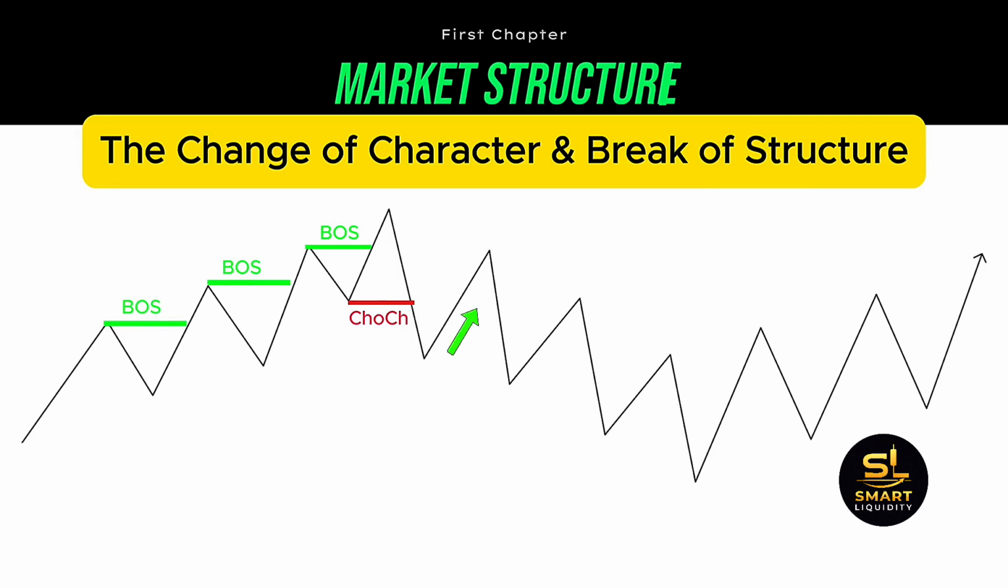Then price goes up, but is unable to break the previous higher high, and it creates a lower high. Then it breaks the previous lows, which are the lower lows, and this level becomes the bearish break of structure. So this is an important confirmation that the market has shifted from an uptrend into a downtrend.